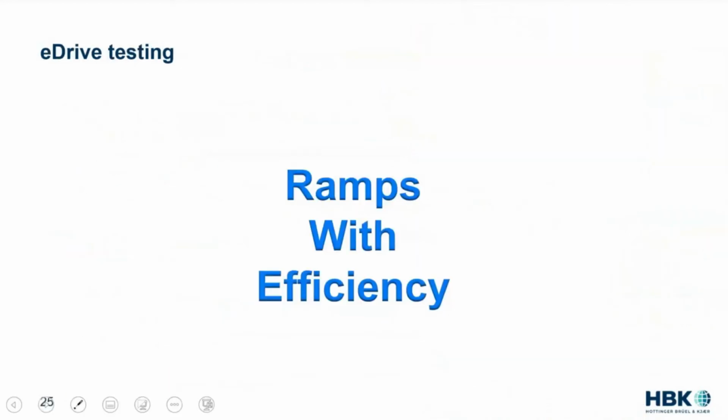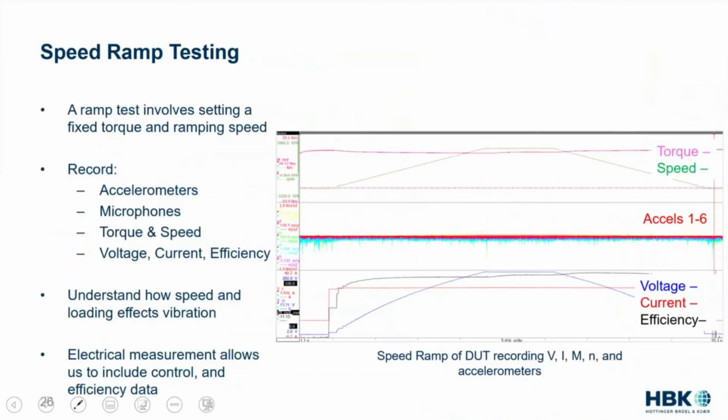So that was ramps with efficiency. We also ran the typical NV tests where we set a torque, in pink. We swept our speed, in green, up, held speed, and swept it down. We had 6 accelerometers, but we were also measuring voltage, so RMS voltage in the blue, RMS current in the red, and efficiency in the black.